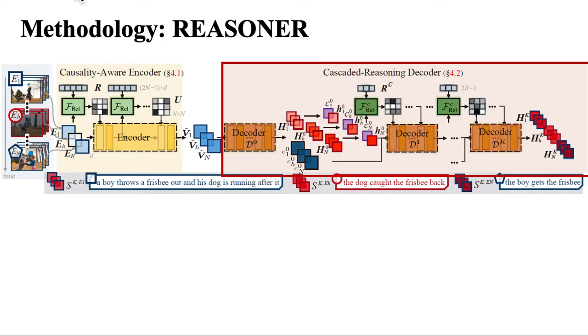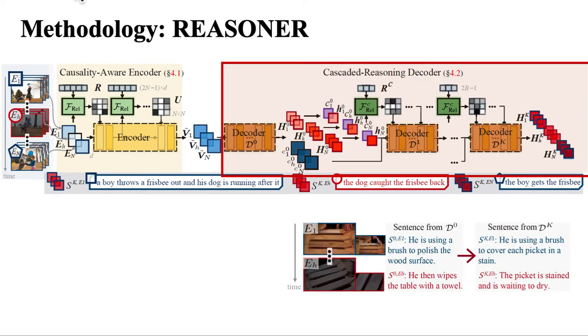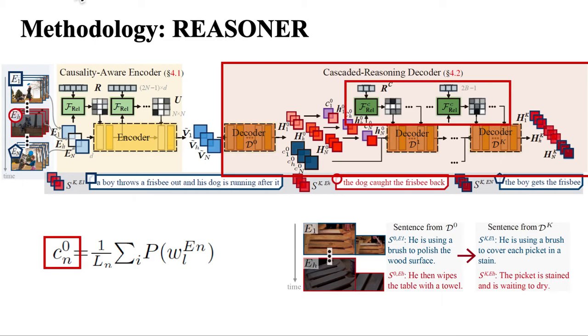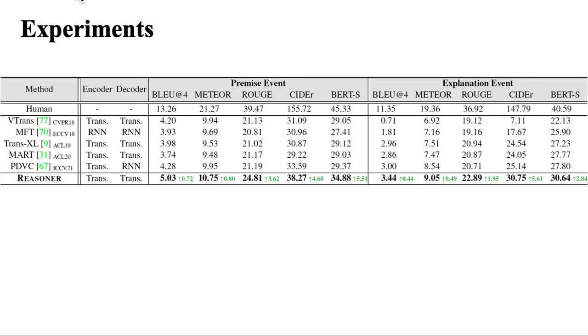And for the decoder, we stack several transformer blocks. Each takes the output from the last block and tries to refine it conditioned on the predictive confidence of each event. Here we define the average of the predictive score of each word as the confidence. Here 0 stands for the output of the first block, and this allows Reasoner to make full use of both visual and linguistic context and improves the hypothesis in a step-by-step manner.